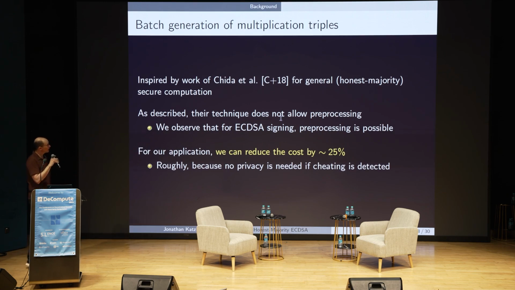And roughly, this is because in the application to general secure computation, they need to maintain privacy of the values in the computation, even in case a fault is detected. Whereas in our setting, because we're only generating these random multiplication triples that have no connection to any key shares, we can afford to give up on privacy in case cheating is detected.